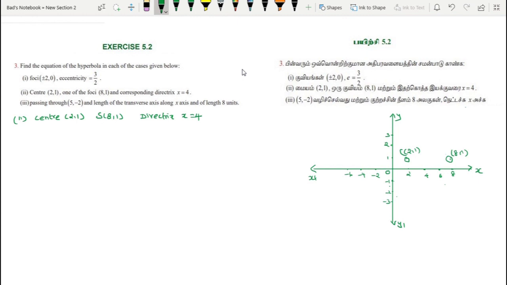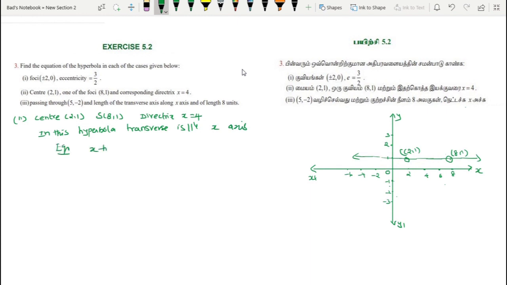Center and the focus lie on the same line, and also it lies on the transverse axis. So here the transverse axis is parallel to x-axis. So in this hyperbola, transverse axis is parallel to x-axis. Now again equation. So what is the equation of the hyperbola?